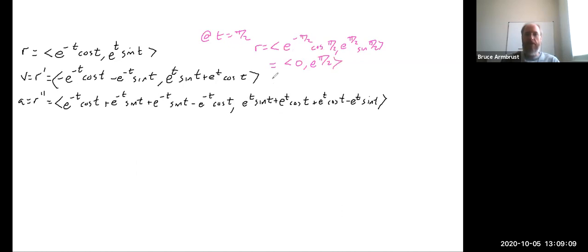Similarly, I can get our v. If I plug that in again, remember all the cosines go to 0 and the sines just go to 1. So we get minus e to the minus pi over 2 comma e to the pi over 2.